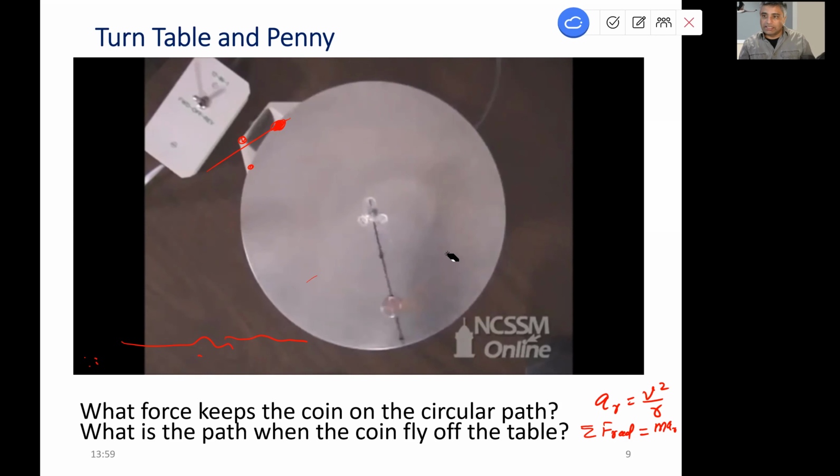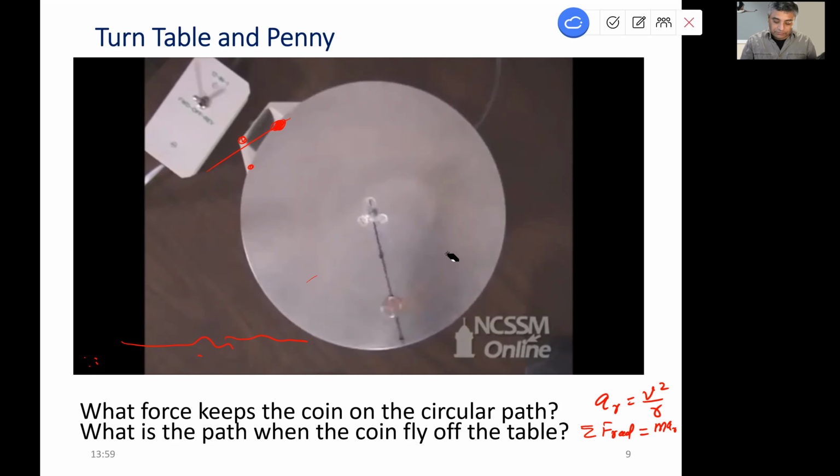Centripetal force. Centripetal is just a name because it's pointing towards the center. So centripetal force can be any. Normal can be centripetal, friction can be centripetal, gravitational can be centripetal. Centripetal simply means it's pointing towards the center, that's it. It is not a specific force. So maybe using centripetal force is not a good idea here.